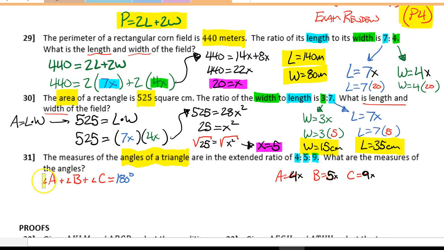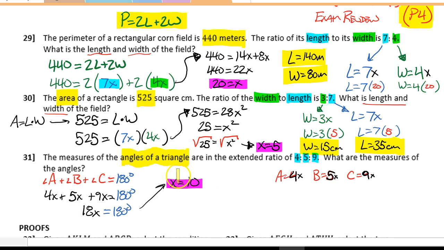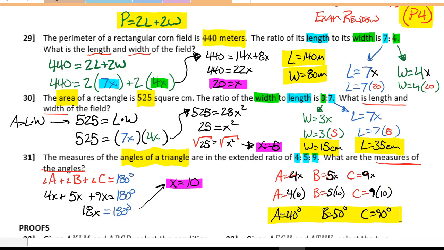We're going to substitute these into our formula. Angle A plus angle B plus angle C equals 180 degrees, giving us 4x plus 5x plus 9x equals 180. I'll combine like terms, giving us 18x equals 180. Dividing both sides by 18 gives us x is equal to 10. As in the other problems, we're not done yet because we actually need to find the measures of all the angles. So we're going to take this 10 and substitute it back in for each angle measure, giving us A is equal to 4 times 10, B is equal to 5 times 10, C is equal to 9 times 10, giving us our angle measures. A equals 40 degrees, B equals 50 degrees, and C equals 90 degrees.